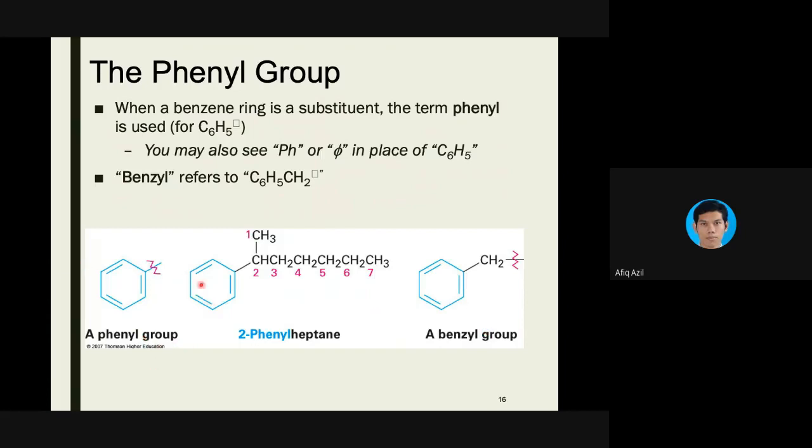So you use phenyl when the chain is longer than 6. For example, here you have 7: 1, 2, 3, 4, 5, 6, 7. So it will be known as phenylheptane. 2-phenylheptane because the benzene ring is attached at the second carbon.